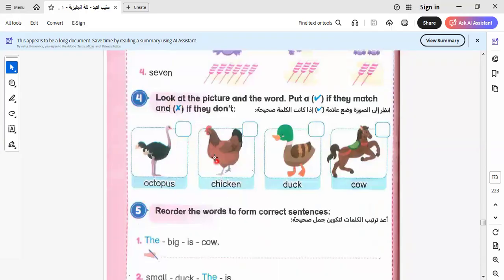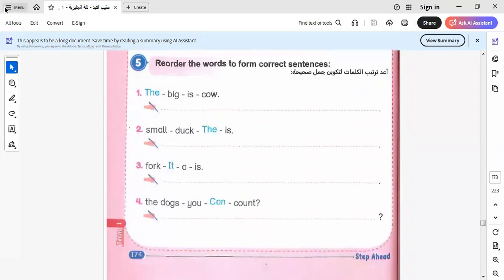Let's go to another exercise here. Here we say, is it an ostrich or not? Yes, no. It says here not ostrich, octopus. So here it will be wrong. Why? Because it's an ostrich, not an octopus. Here you have chicken. So yes, dog. Yes, I write here. Cow. No, it's not a cow. It's a horse.